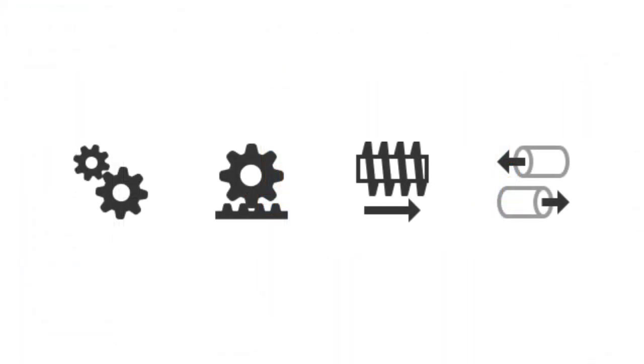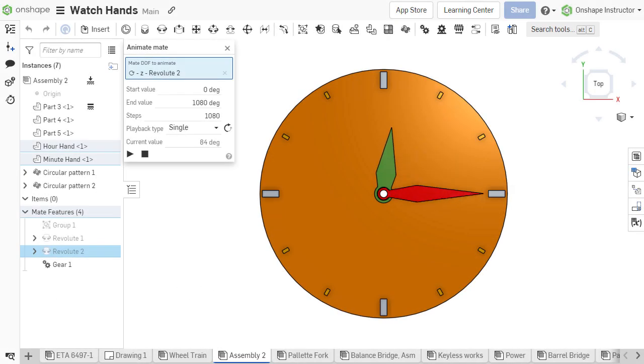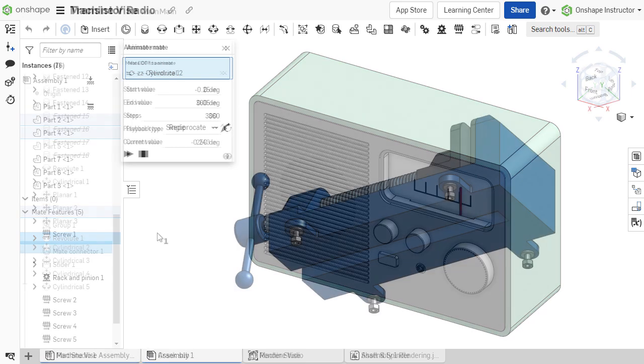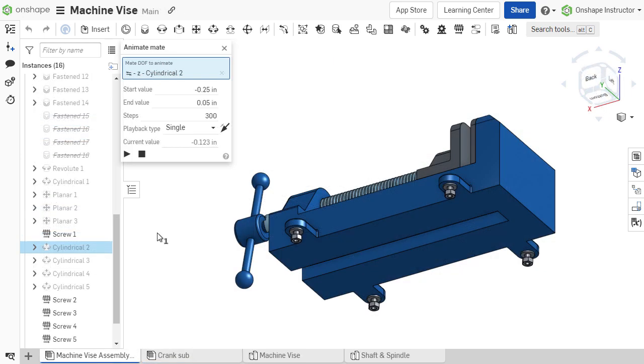These mate relations provide an easy way to define the common mechanical relationships designers typically employ within their designs. The following videos in this lesson dive into each of these in more detail and show examples of how and where these relations may be used.